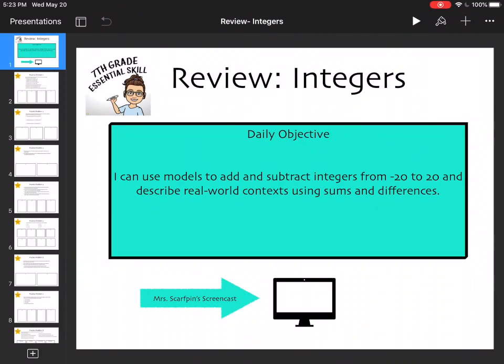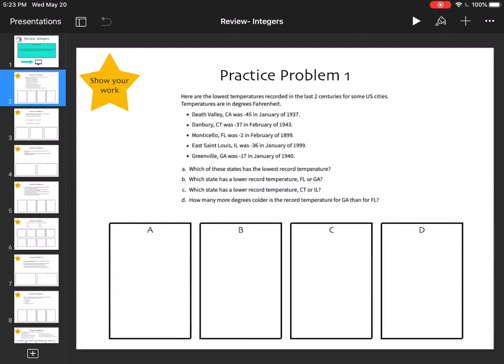Okay, today we're going to review integers. This was something we started at the very, very beginning of the distance learning. So we're going to go back over some of these questions. The idea is that you can use models to add and subtract integers from -20 to +20. Integers are just positive and negative numbers.